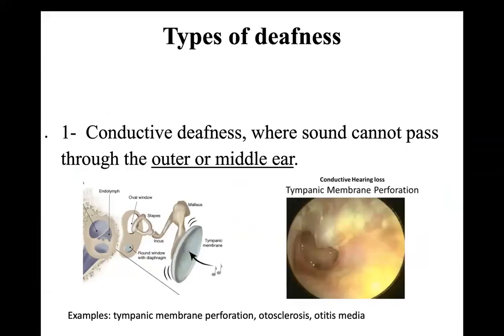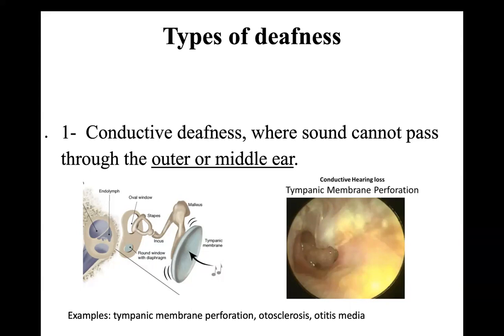Now, the types of deafness. This is high yield. If anything, what I mentioned earlier about the frequency at the base and the apex, the difference between the frequencies picked up, that's probably high yield. I think you probably took it in other lectures as well, so you'll probably get a question on that from other lectures, if not this one. Another high yield thing would be the types of deafness. You need to know the difference between them.